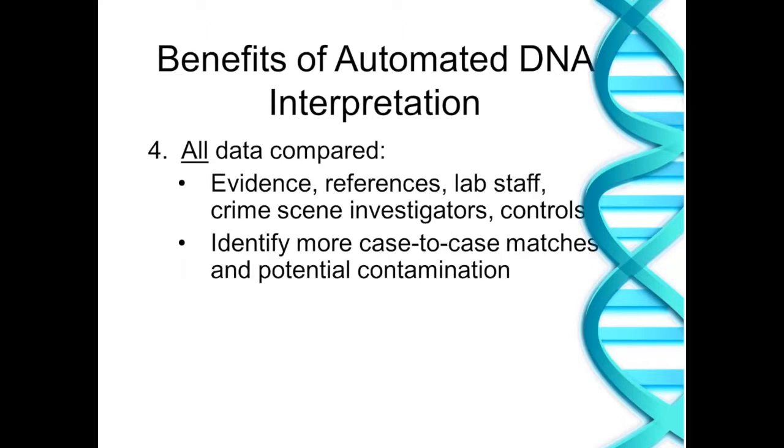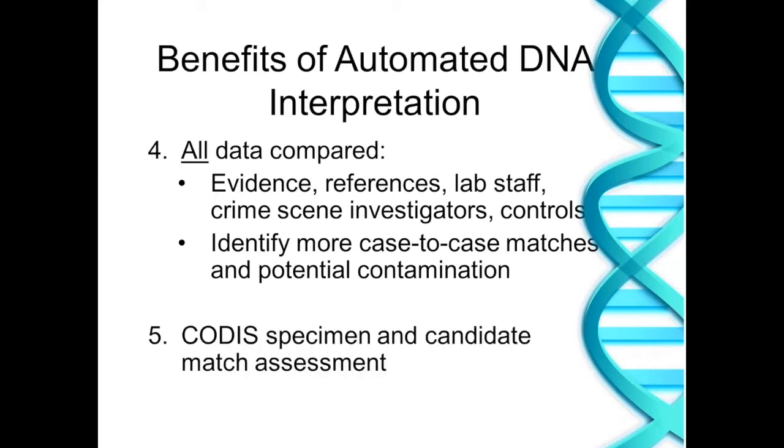All the data is compared to everything else. So everything, major contributors, minor contributors, every contributor in the sample, they're all compared to all the reference samples in that world: all the lab staff, crime scene investigators, any lab controls you might use. This allows you to identify more case-to-case matches and more potential contamination events. And the last thing that we use it for is CODIS specimen assessment and candidate match assessment.